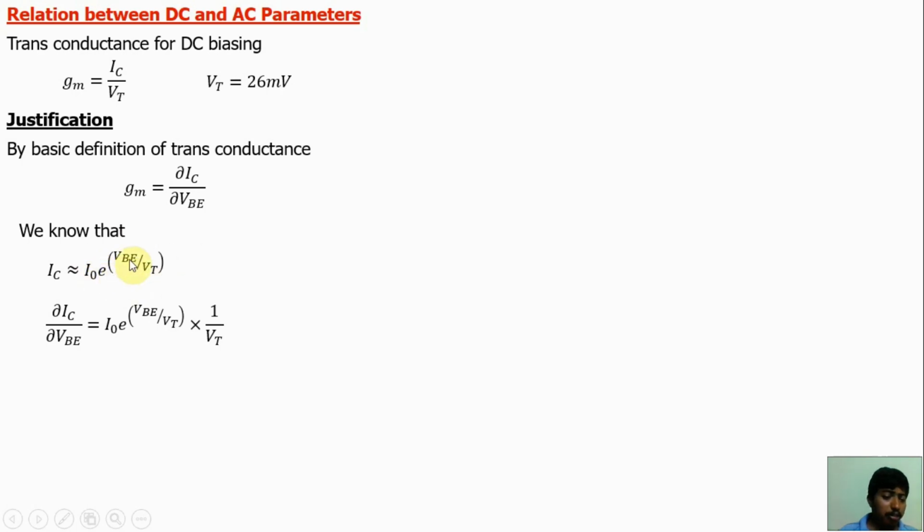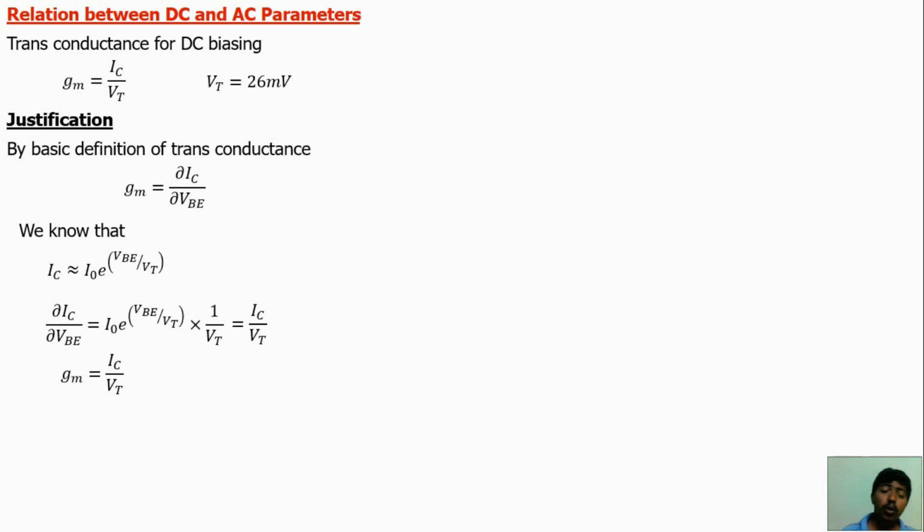Here e power x. Differentiation of e power x is e power x. So we will get e power this value, VBE by VT. If you differentiate this value, we will get 1 by VT. Now we know that I naught e power VBE by VT is equal to IC. Substitute here, we will get IC by VT. So transconductance gm is equal to IC by VT.